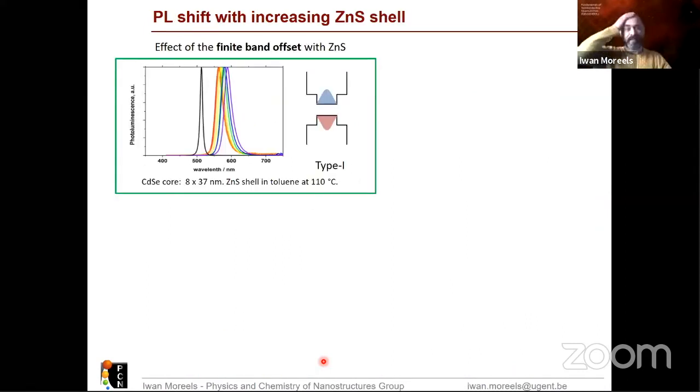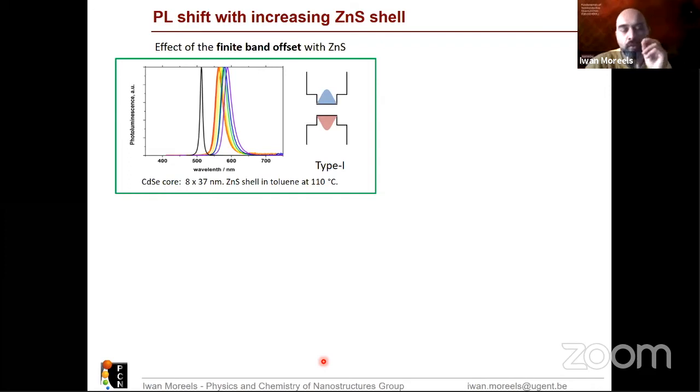Okay, understanding this, we can now have a look at what happens with the band offset, with the band gap of cadmium selenide when you grow a zinc sulfide shell. So first of all, I want to go back to what we discussed in the very beginning.